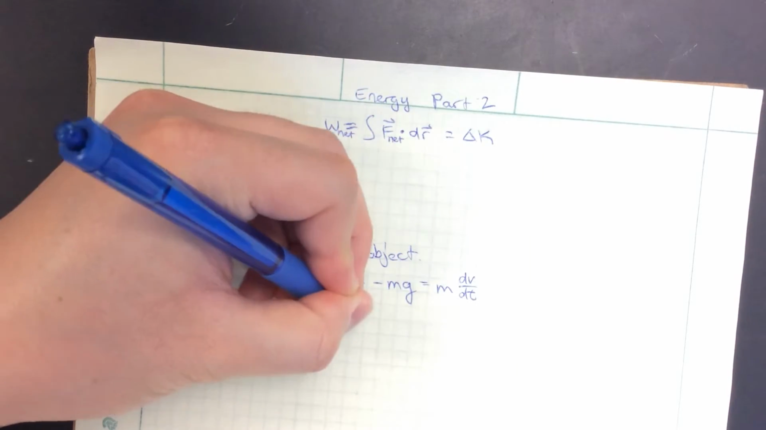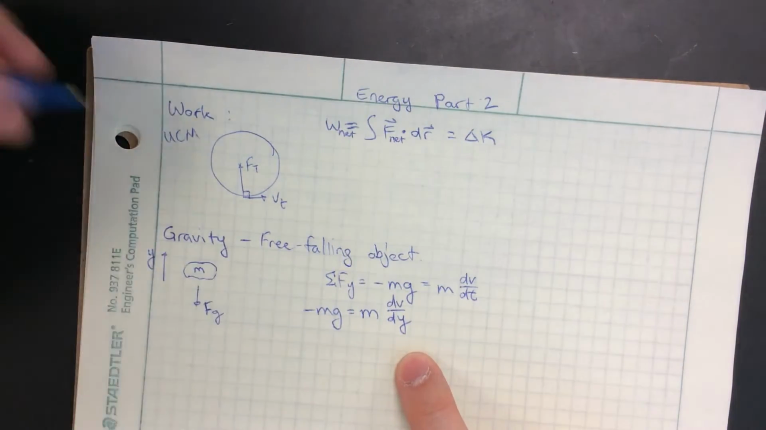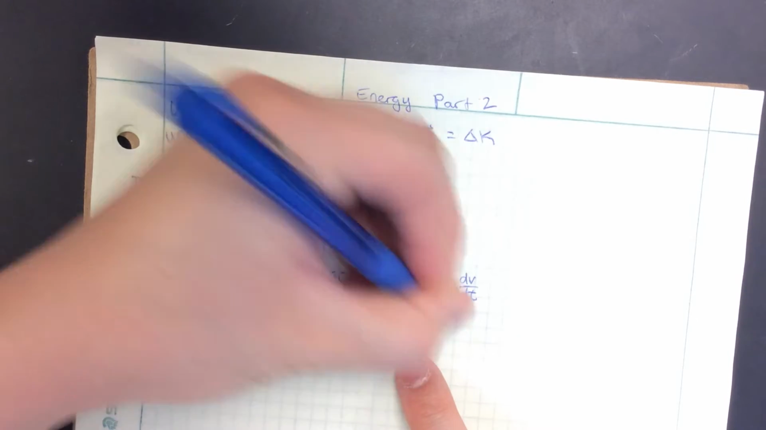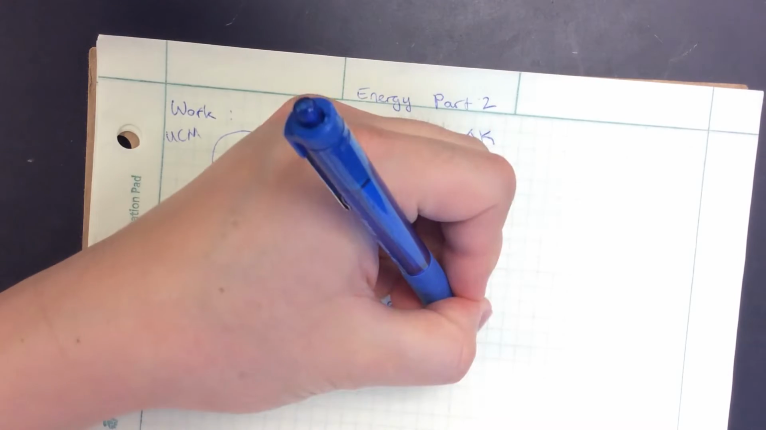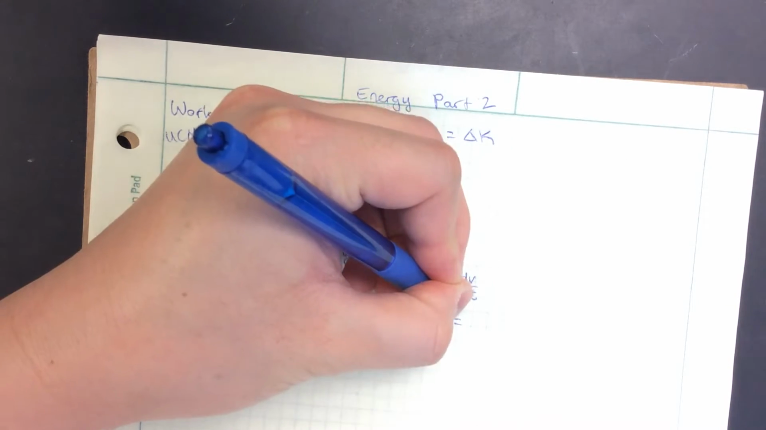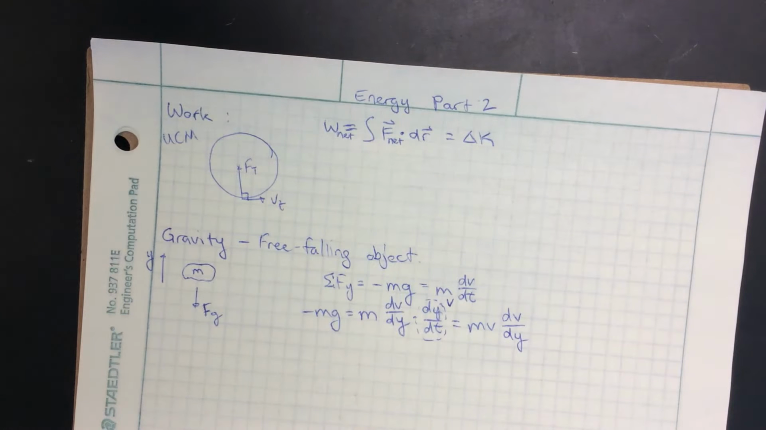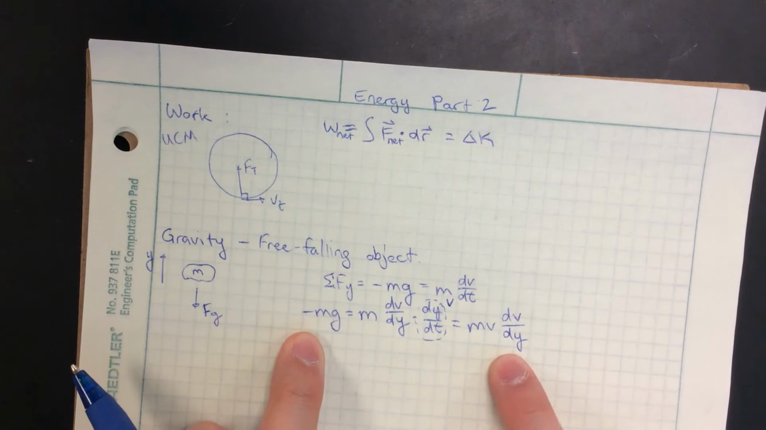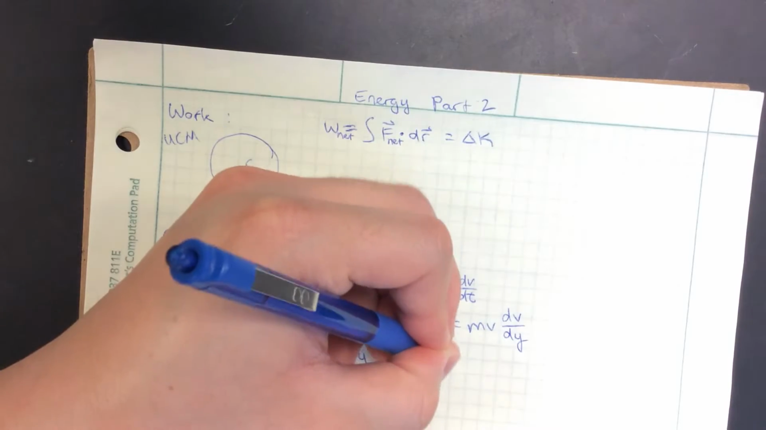So negative mg equals m dv dx, or sorry, I'm going to say dy, because I'm going up and down, times dy dt, that's the chain rule part, right? V to y as y to t. And this part here is essentially the velocity. So this gives mv dv dy. Okay, so here's the left side, here's the right hand side. I'm going to move this dy over. I get negative mg dy equals mv dv.